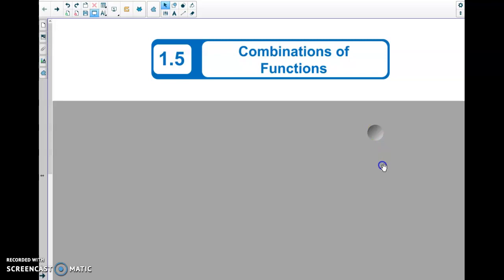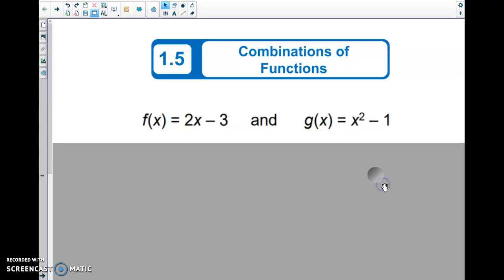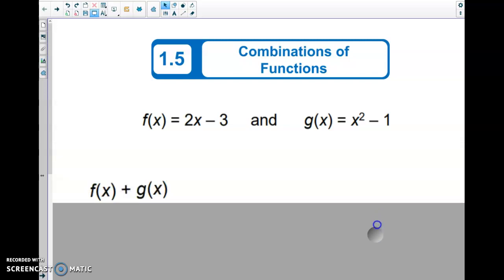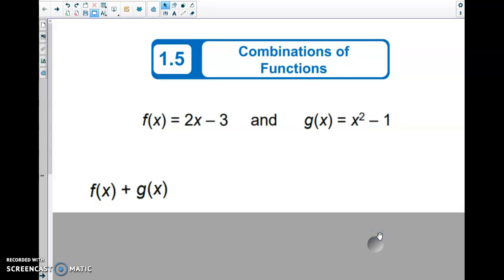So, given two separate functions, f of x and g of x, combination of functions, we are going to do operations with these functions, f of x and g of x. So, if you are asked what is f of x plus g of x, not even dealing with any input variables, we're just saying what's the sum of these two functions.